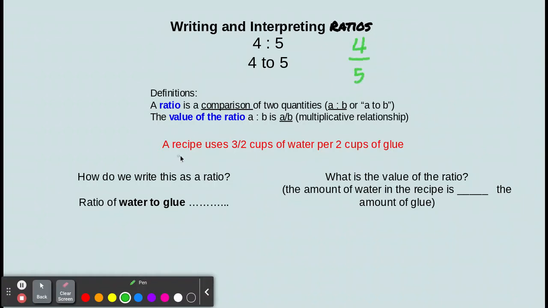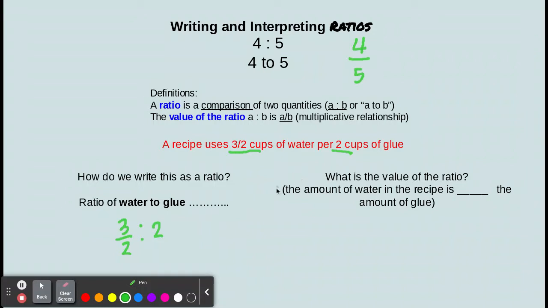Okay, but let's look at this example. A recipe uses 3/2 cups of water per 2 cups of glue. So we want to write this as a ratio of water to glue. So here's our water and here's our glue. So it's 3/2 water to 2 cups of glue, and that's our ratio.